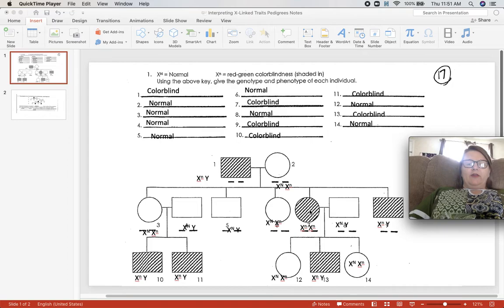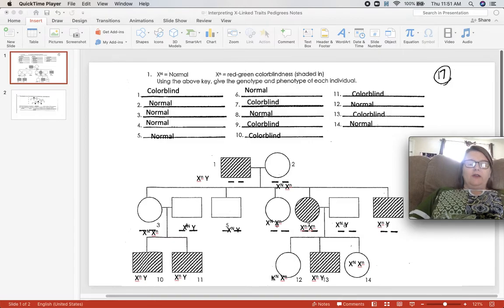Here we have an affected female, so that's easy. She has to have both X lowercase n and X lowercase n in order for her to express the colorblind trait. This is an unaffected male, so he's X capital N Y. An affected male is X lowercase n Y. They only have one X, so if they're not affected, it's capital. If they're affected, it's lowercase. So these two are affected, so we know they're X lowercase n Y.